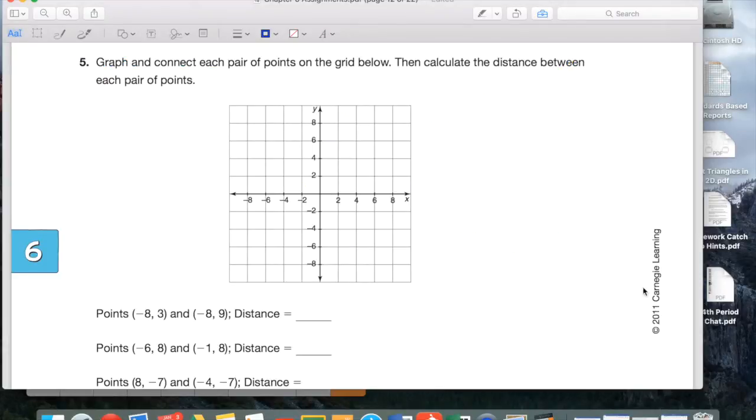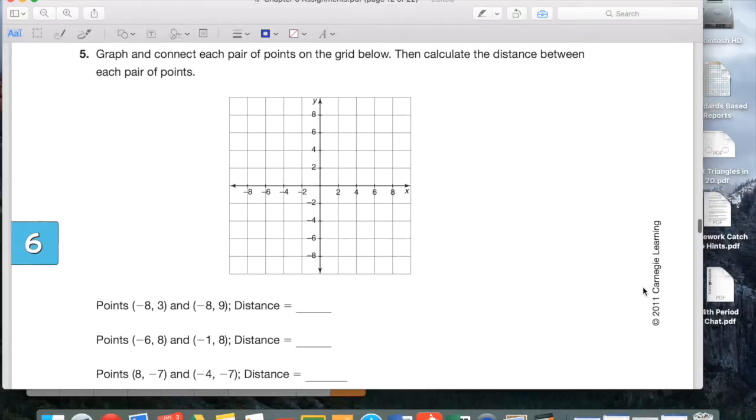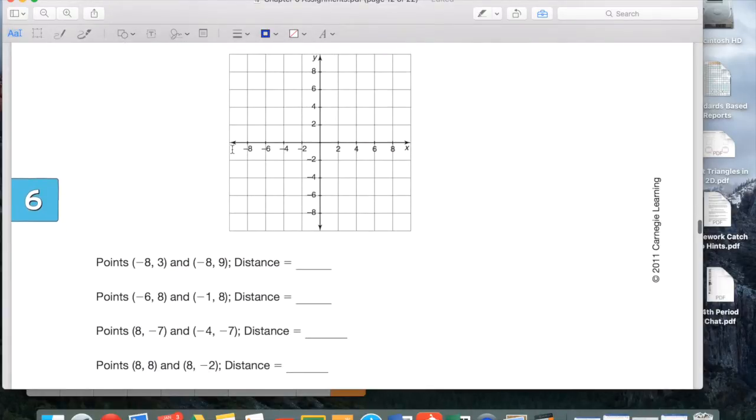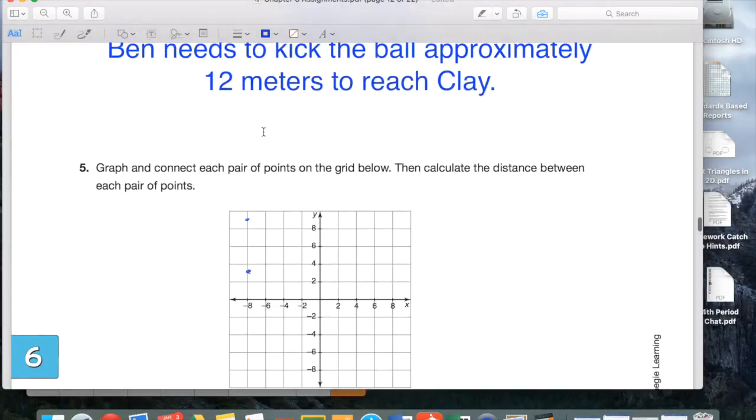Graph and connect each pair of points on the grid below, and then calculate the distance between each pair of points. -8 and 3. -8 and 9. Well, that's a vertical line, so we just have to look at the difference between 3 and 9, which would be 6.